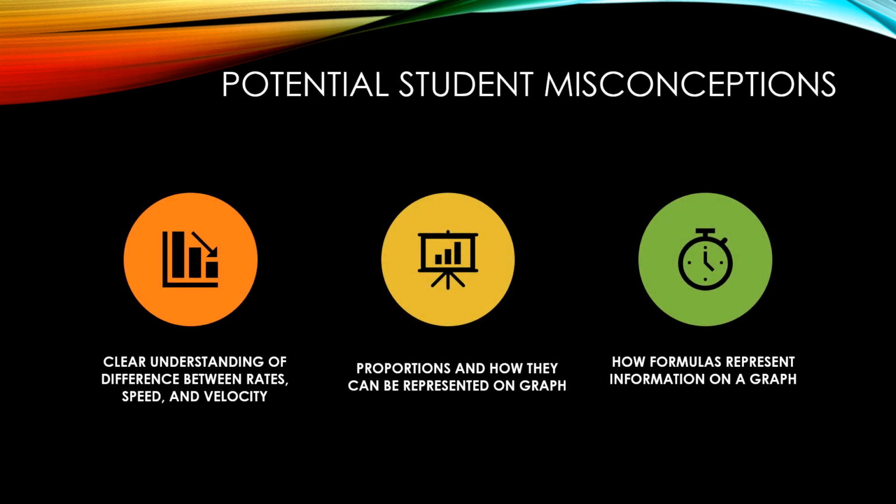The potential misconceptions that I think they walked away with were a clear understanding of the difference between rate, speed, and velocity because of that tangent that I went through. Proportions and how they can be represented on the graph. That's something that only 2 of the students went through on their activity, and how formulas represent information on the graph. They know how to graph.